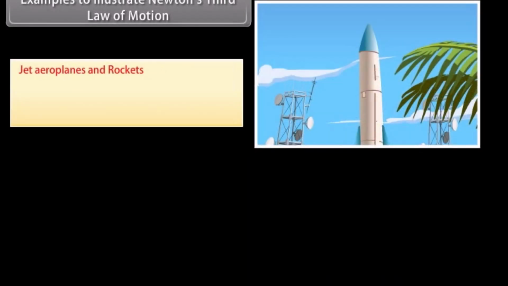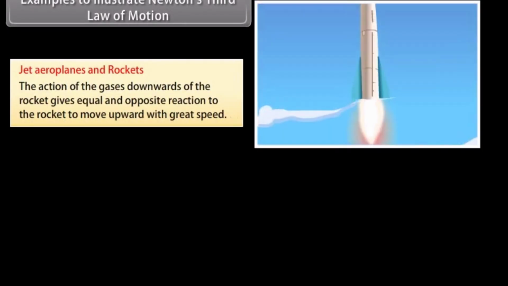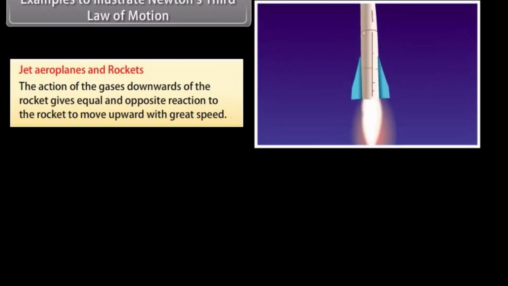Jet aeroplanes and rockets. The action of the gases downwards from the rocket gives an equal and opposite reaction to the rocket to move upward with great speed.